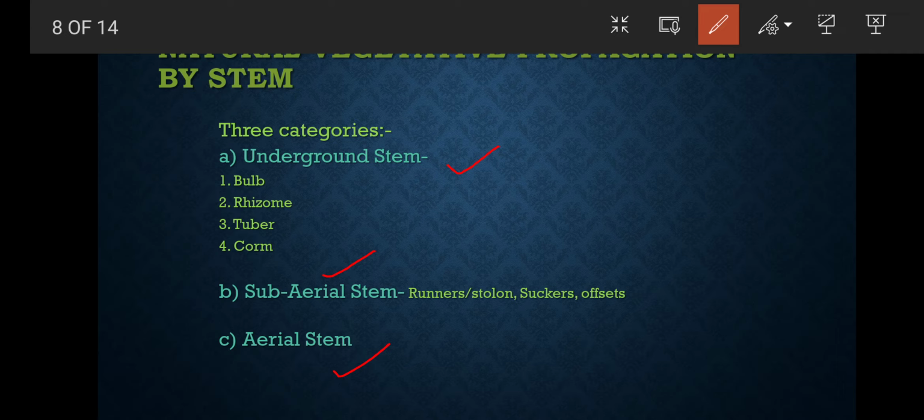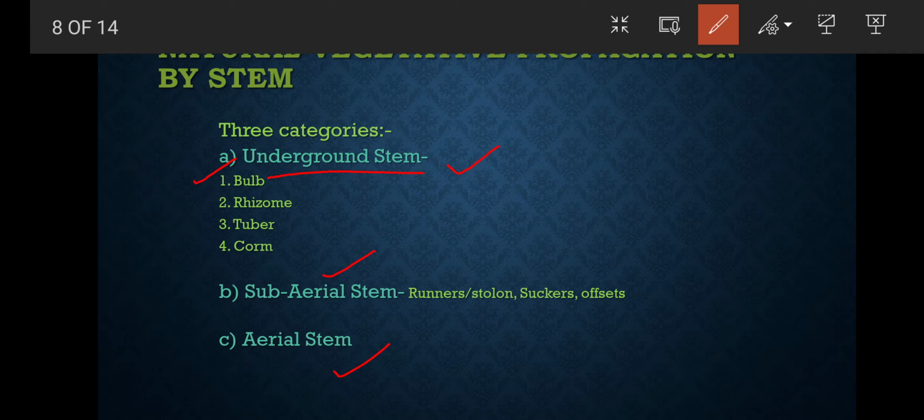If we talk about the underground stem, there are different types of underground stem. The first one is the bulb. In a bulb, the stem is short and somewhat disc-like, and it doesn't contain any food material in it. The stem is covered by numerous thickened overlapping leaves, which are termed as scales. The disc and the scale leaves together are called a bulb. Numerous adventitious roots arise from the base of the disc.